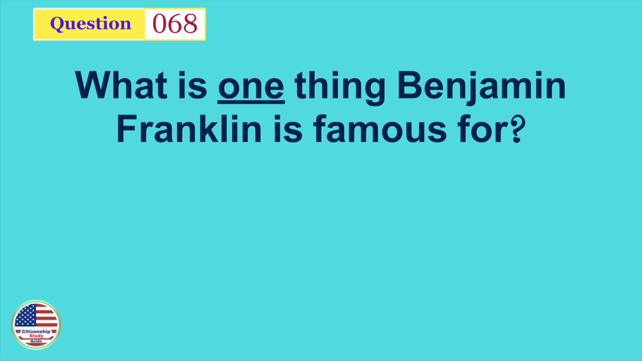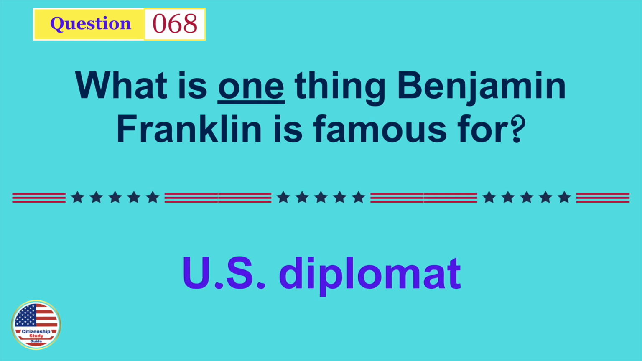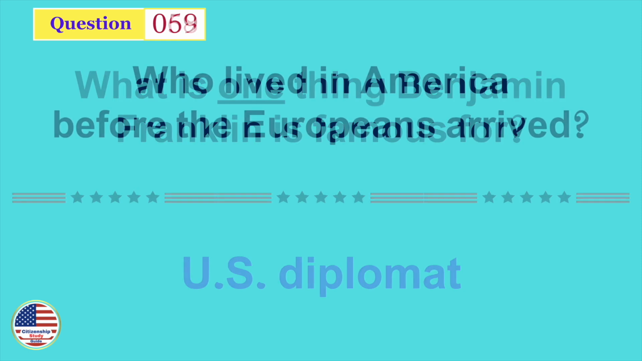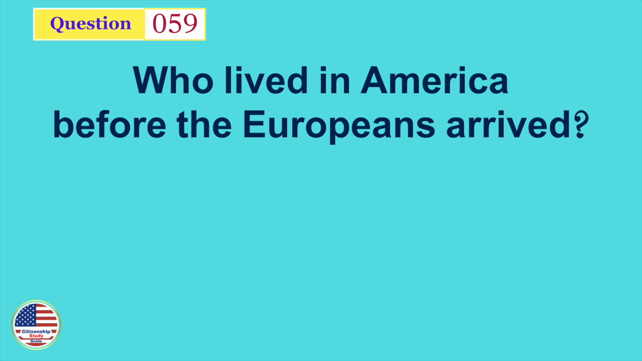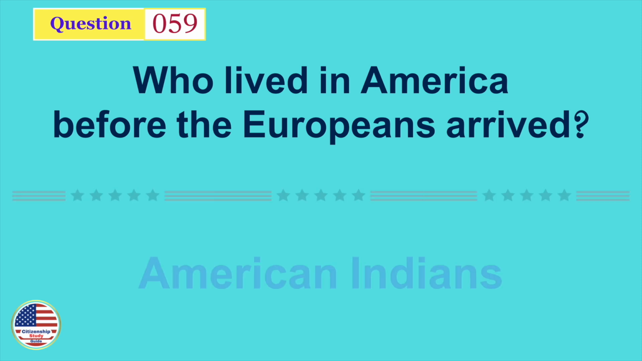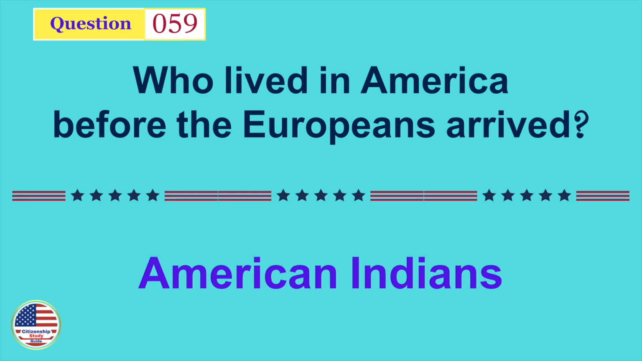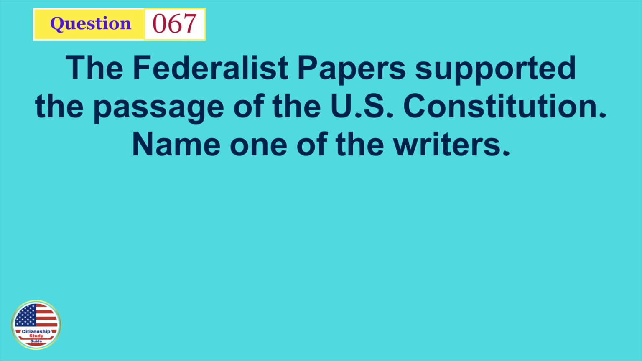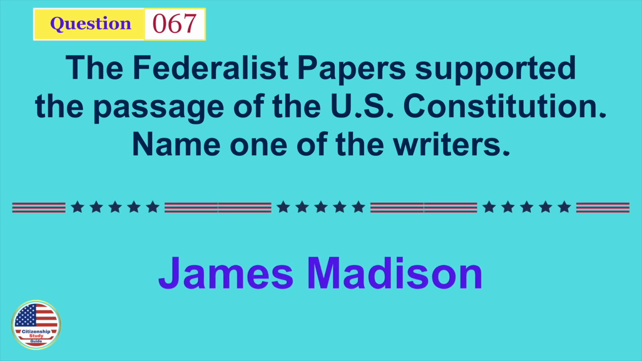What is one thing Benjamin Franklin is famous for? U.S. diplomat. Who lived in America before the Europeans arrived? American Indians. The Federalist Papers supported the passage of the U.S. Constitution. Name one of the writers. James Madison.